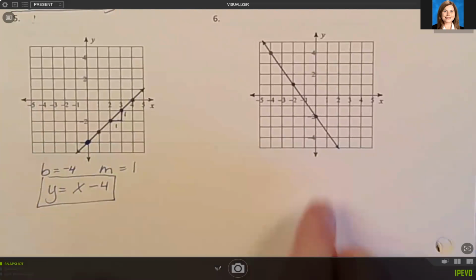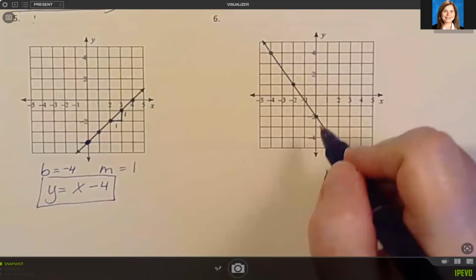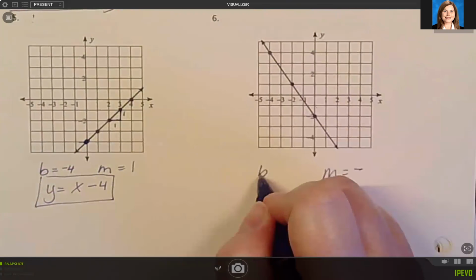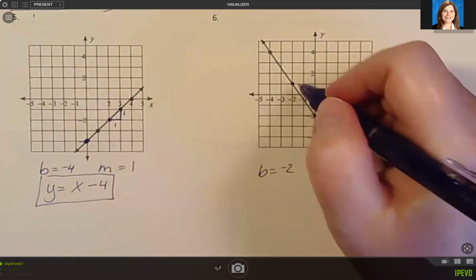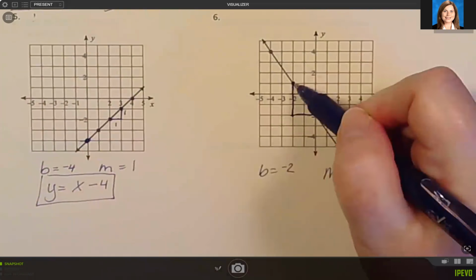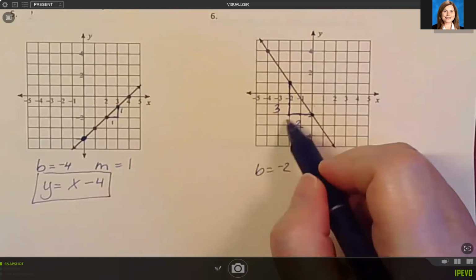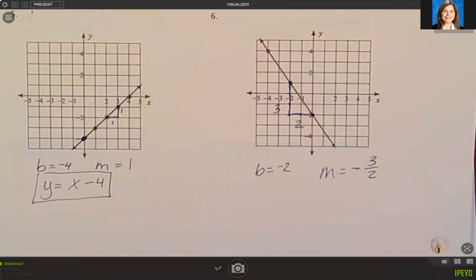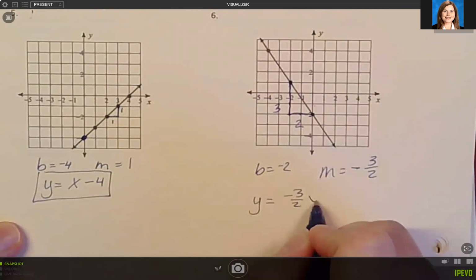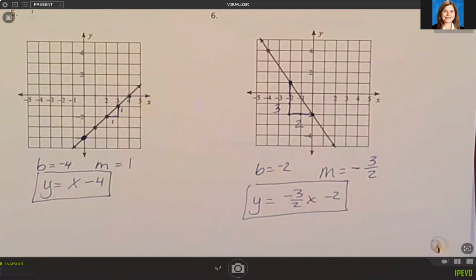Number 6, we can see that our line has a negative slope. Okay, we can see that our line goes through the y-axis at -2. Okay, and we can look at our slope and make a reference triangle to determine what the slope is. Our rise is 1, 2, 3, and our run is 2. Okay, so rise over run, 3 over 2. So the equation of this line would be y equals -3 halves x minus 2. Okay, let's go on to the next page.